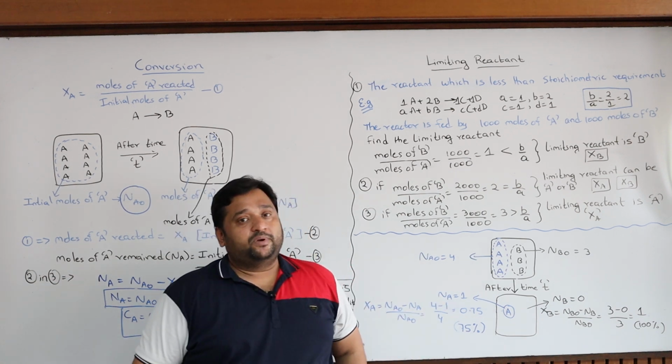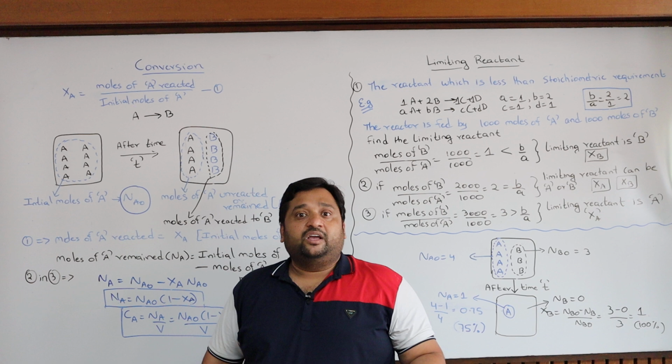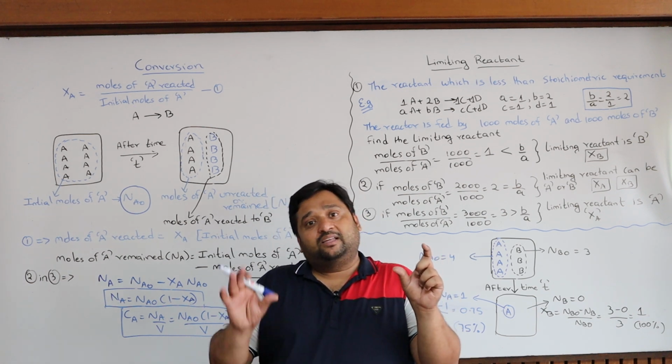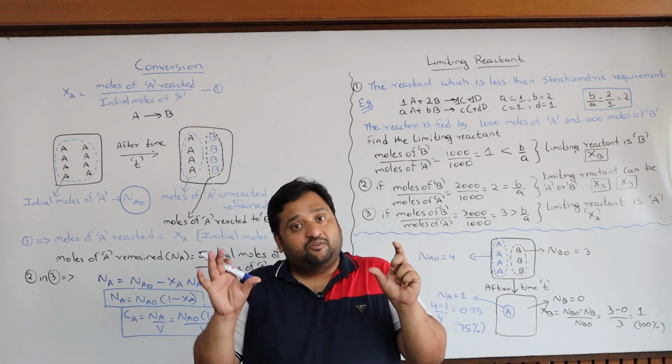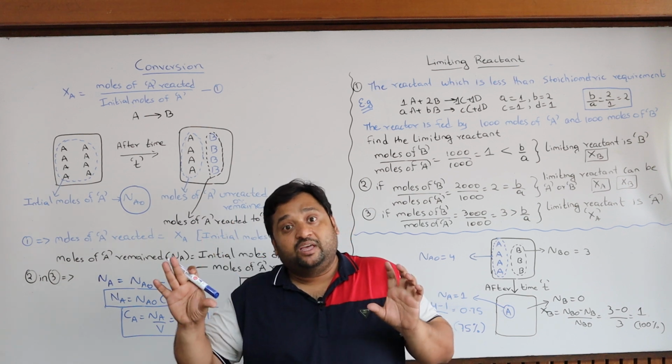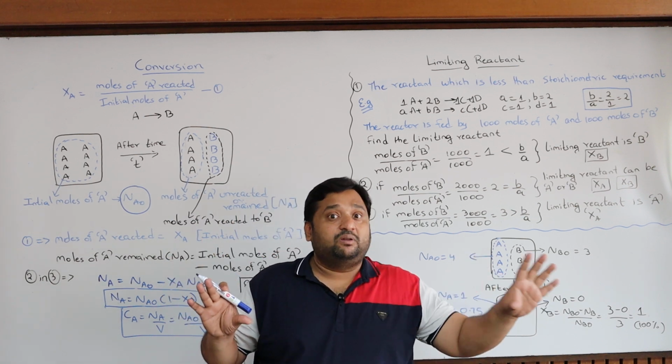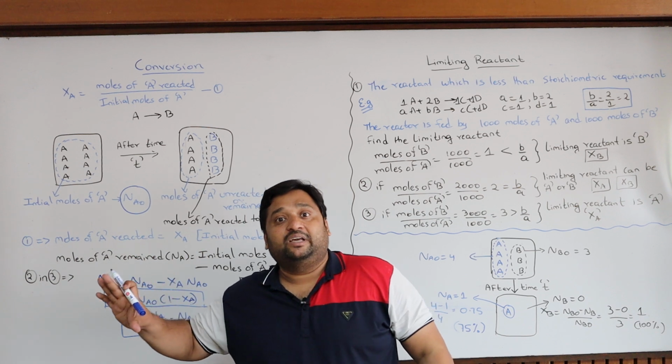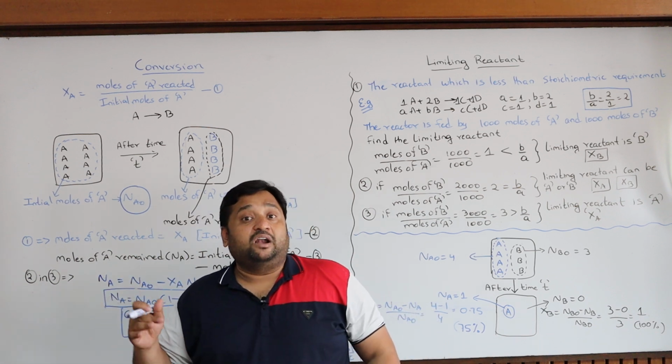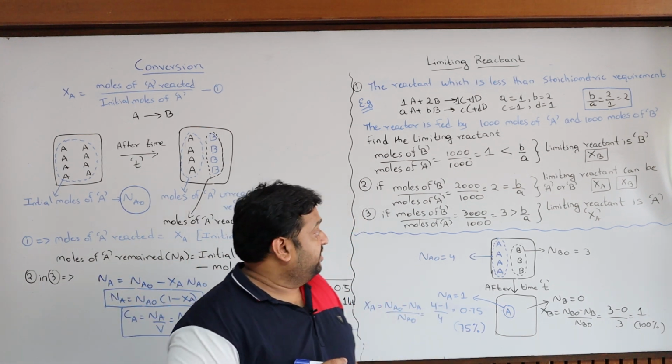So what is the problem? If one is the limiting reactant and another is not the limiting reactant, where does the problem come? If you go with the limiting reactant, things will be okay. If you go with the non-limiting reactant, you are wrong. And where exactly you go wrong, I will show you today.